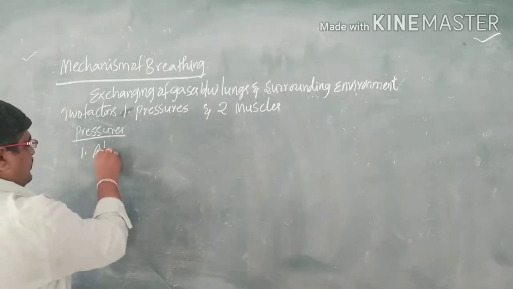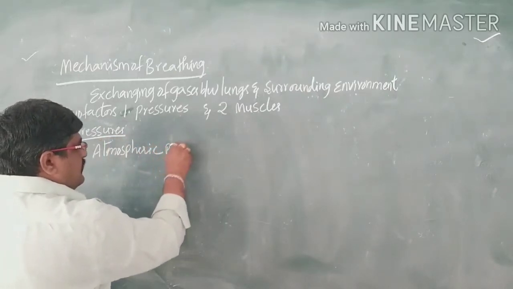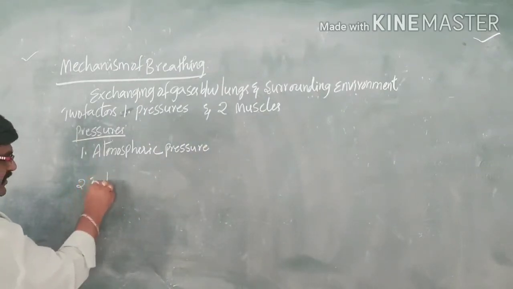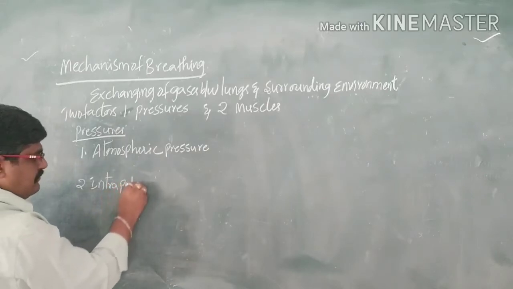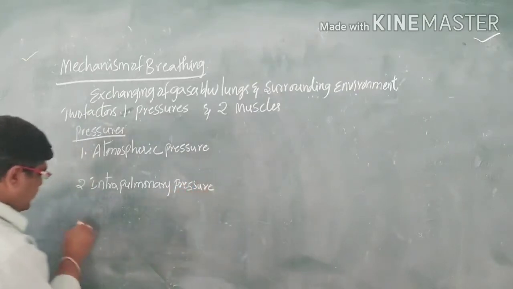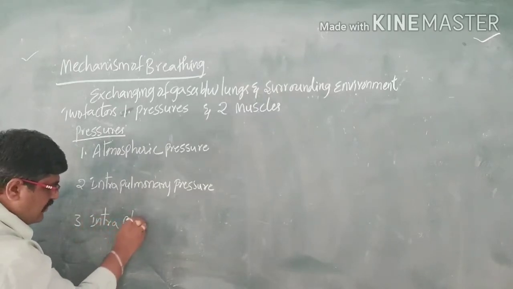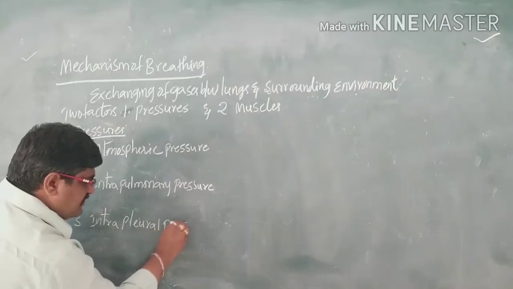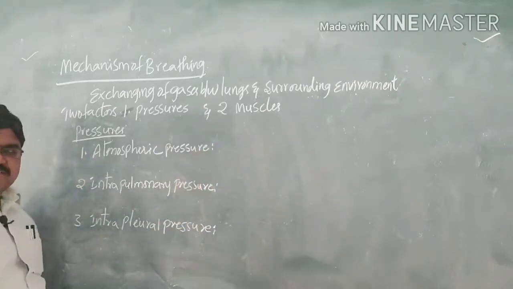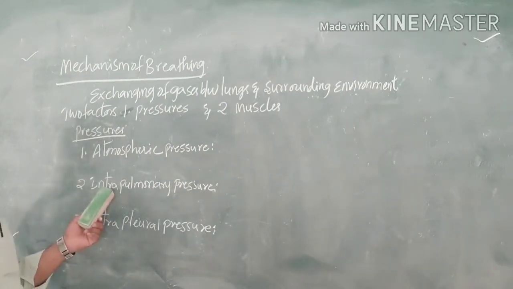The pressures are, first, atmospheric pressure, second, intrapulmonary pressure, and the third one is intrapleural pressure. So these are the three types of pressures: atmospheric pressure, intrapulmonary pressure and intrapleural pressure.